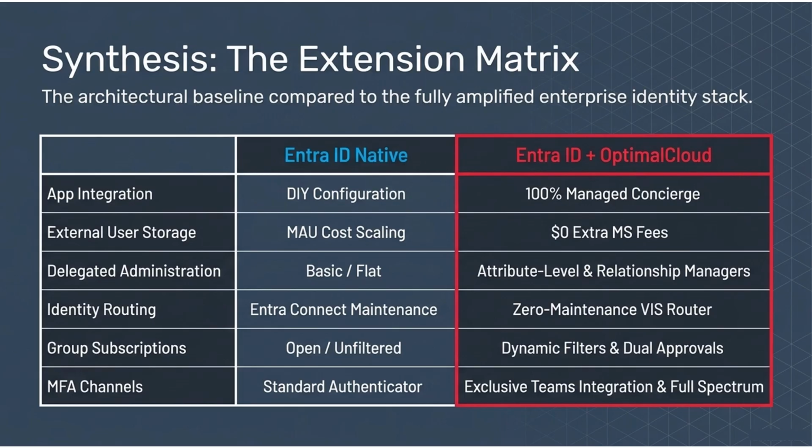For administration, native is basic and flat. Optimal provides granular attribute-level and relationship managers through that plugin framework. For identity routing, native requires ongoing maintenance of sync tools like Entra Connect. Optimal utilizes the zero maintenance VIS router, our air traffic controller. Group subscriptions in native are generally open and unfiltered. Optimal deploys dynamic filters and dual approvals, your VIP bouncer. And finally, while native offers standard MFA, Optimal offers the full spectrum, including that incredibly frictionless Teams integration. It's a complete paradigm shift from doing the heavy lifting yourself to having a platform that absorbs the labor.